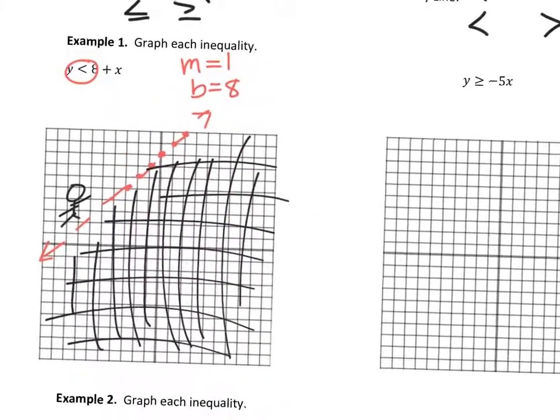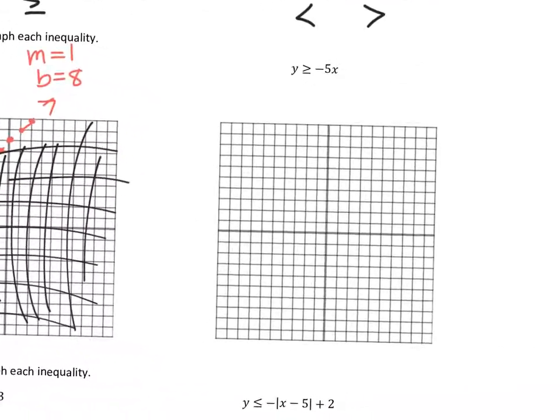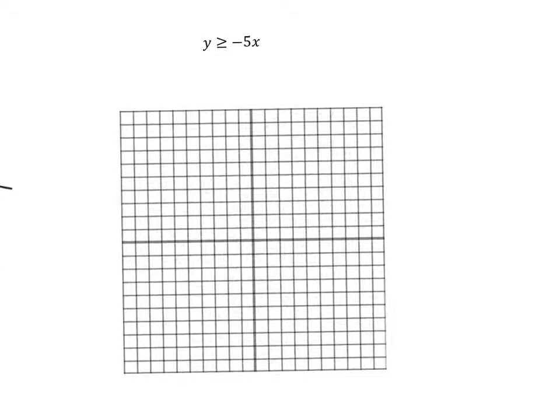Okay, second one. Y is greater than or equal to negative 5x. So again, your slope is going to be negative 5, and your y-intercept is 0. So I'm going to start at 0 and go down 5, right 1, down 5, right 1. And it's going to be a solid line. It's solid because it's greater than or equal to. So I connect these. Oops, I can already see a little bit that I went over too far right here.